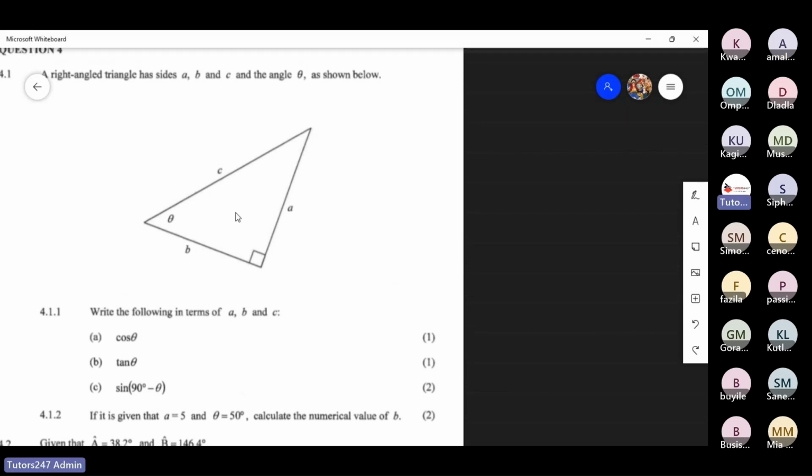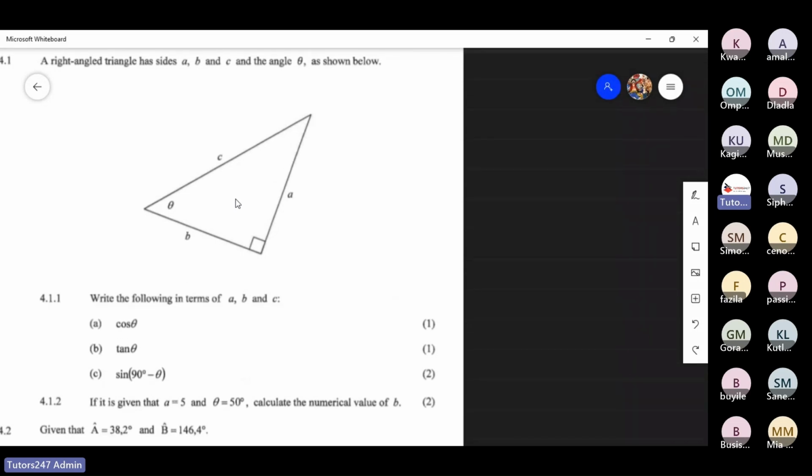Okay, so this is question 4 from a November exam. We've got a right-angled triangle, has sides A, B, and C, and an angle theta. With reference to the position of theta, B is going to be your adjacent, A is going to be your opposite, and C is going to be your hypotenuse. Now, question 1 states, write the following in terms of A, B, and C. We need to write the value of cos theta, tan theta, and sine 90 minus theta in terms of A, B, and C.